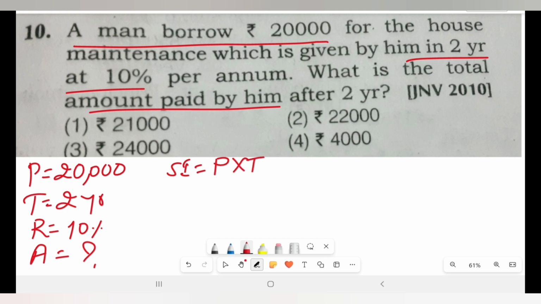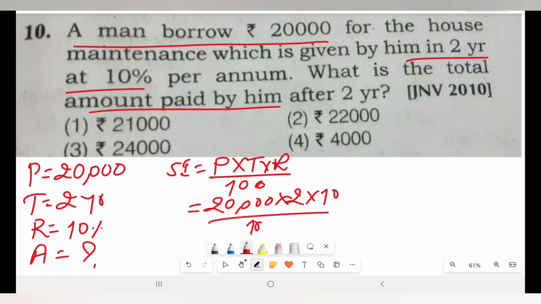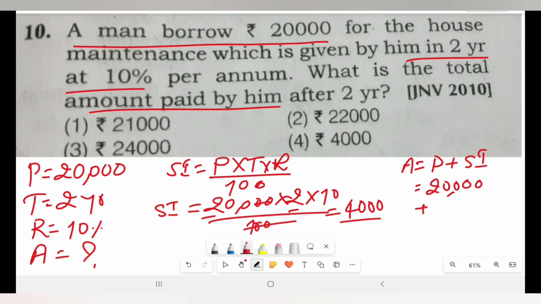So simple interest is equal to PTR divided by 100. All right, so here P is 20,000, T is 2 and R is 10, so divided by 100. So these two gone, here 2 4s are 8, and how many zeros left? 3 zeros left. Okay, so 4,000. So simple interest is equal to 4,000. So as you know, amount is equal to principal plus simple interest. All right, so principal is 20,000, right, plus simple interest is 4,000. So here add 4,000, so it will be 24,000 rupees. All right, so amount is 24,000 rupees, that is option 3 is the right answer.